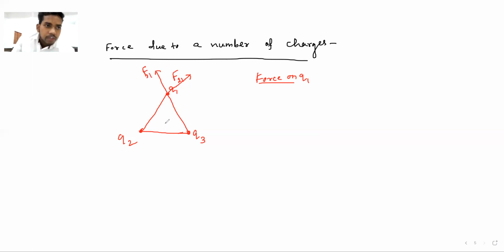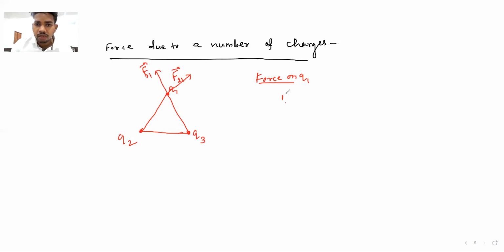Everything is in that diagram mentioned clearly. See, we have to find the force on Q1. Q1 will get force from Q2 and from Q3. Q2 will experience force in this direction, F21 vector. Q3 will experience force in this direction, F31 vector.